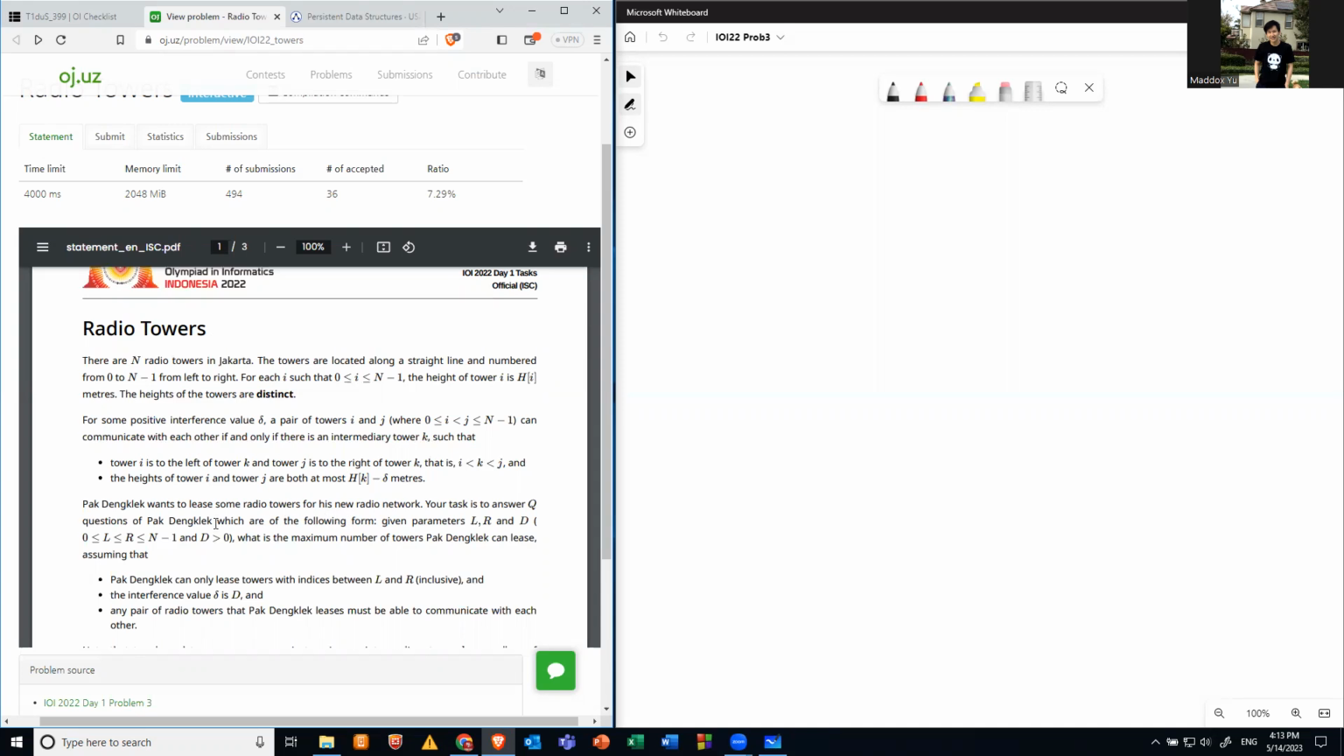So we want to list some radio towers that are communicating with each other. So the question is, for every range between left and right, with this interference value of delta, what's the maximum number of towers we can list?